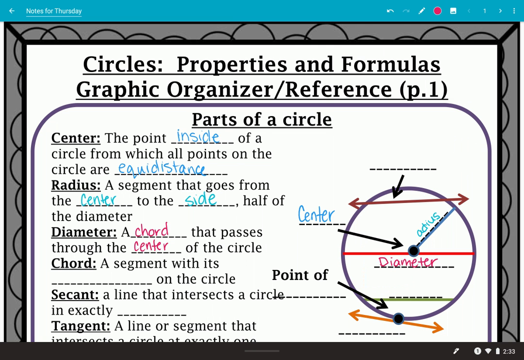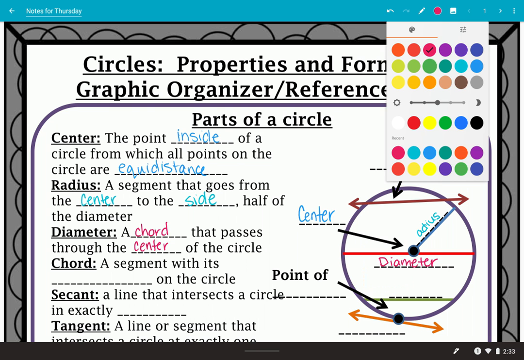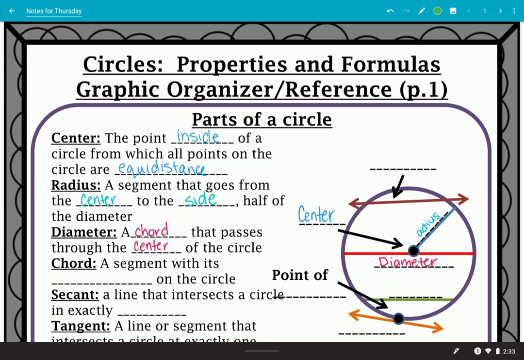A chord is a segment within the circle, and it touches one side of the circle and the other side. It can go through the center, but usually it doesn't. And this would be called a chord. It has a starting point and a stopping point. So it starts and stops on the side of the circle.